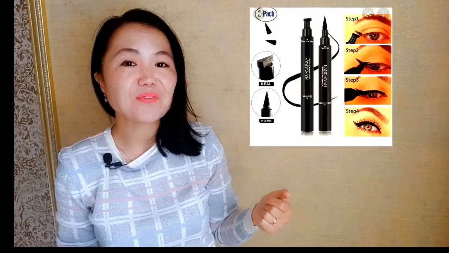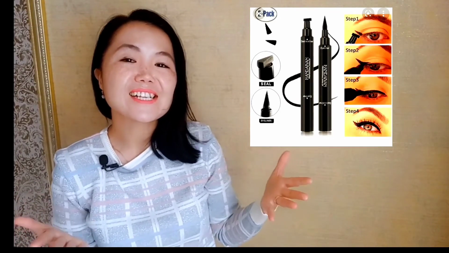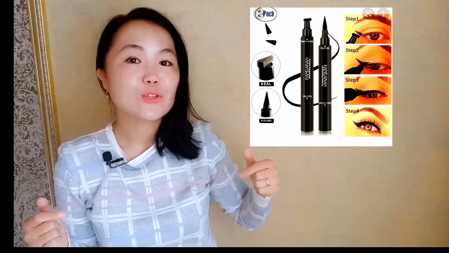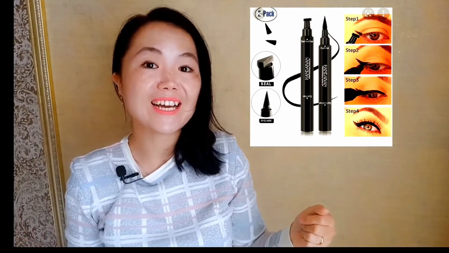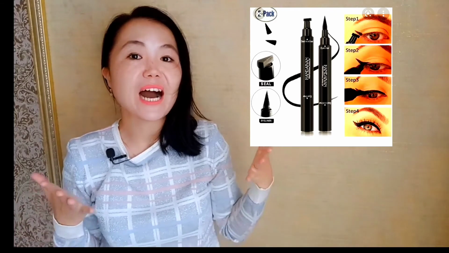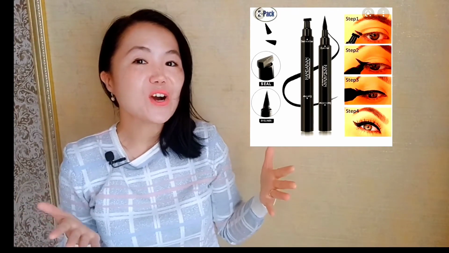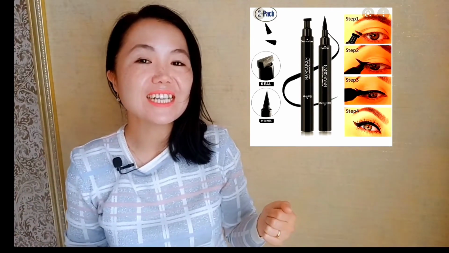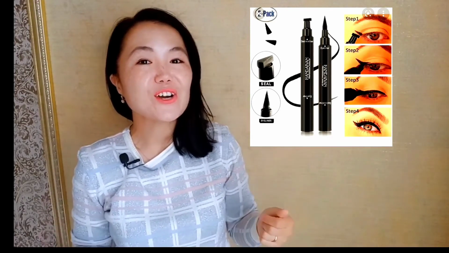Move on, ladies. Then we're going to talk about eye makeup and first I want to talk about eyeliner. Eyeliner is another great makeup product. You can do a lot with eyeliner. For example, eyeliner gives your eyes more definition and makes your eyes stand out more.